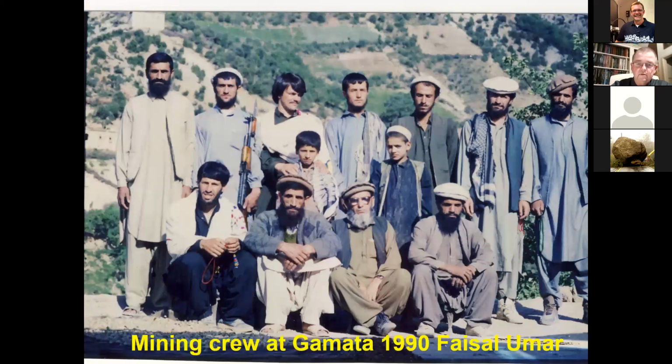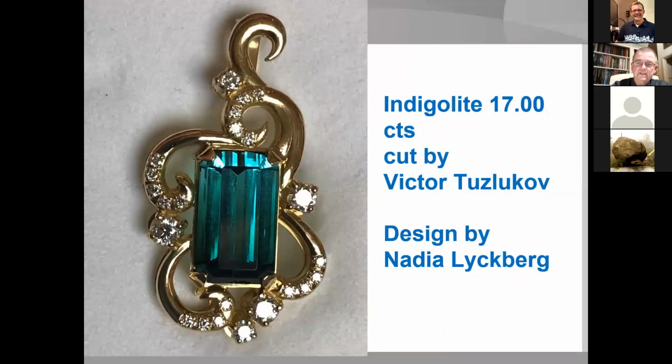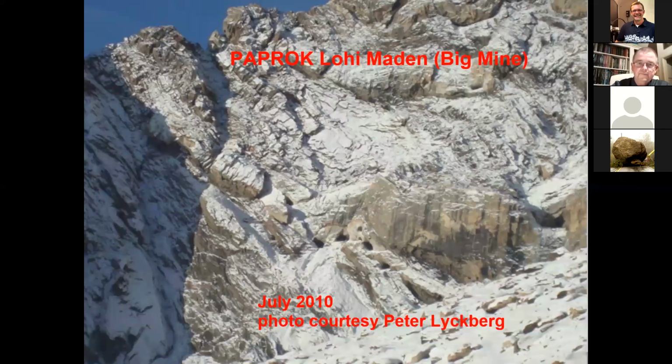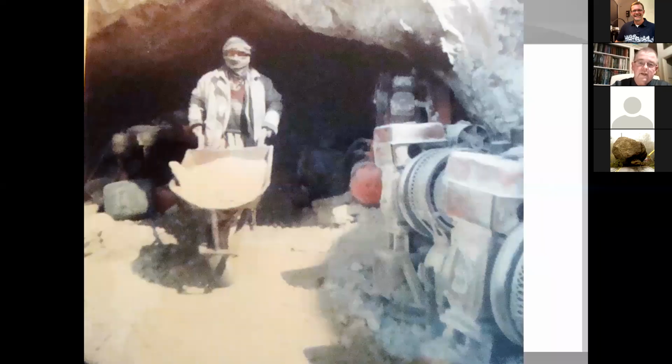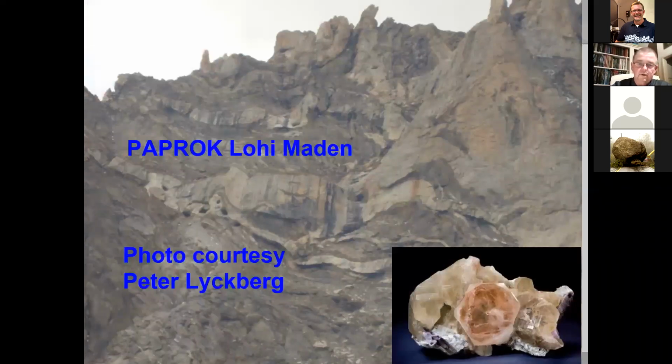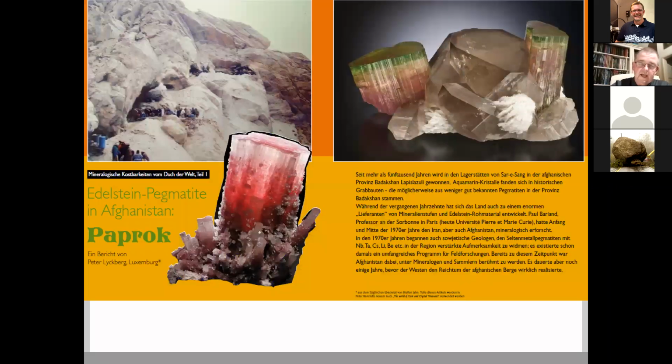And here's the mining crew in the 1990s. Here's a cut one, 17 karat, by Viktor Tuslukov, and my wife designed a piece of jewelry for herself from that. And here is the Paprock Loimarin in July with the snow. And I'll show you without the snow. You can see the veins really, really twisting and bending. And the tunnels are a couple of 100 meters long.